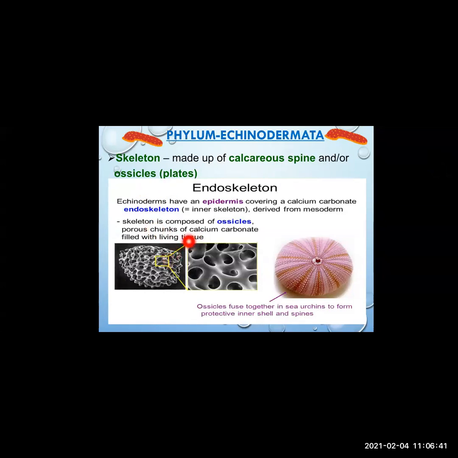Ossicles is nothing but a porous chunk of calcium carbonate which is filled with living tissue. Got it? It's a chunk of calcium carbonate and inside it living tissues are present. And these ossicles, in the case of sea urchin, fuse together to form the inner shell and spines. So, skeleton is made up of calcareous spine or ossicles, also called plates.